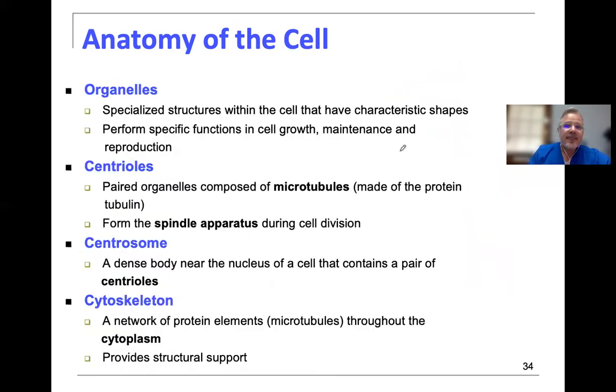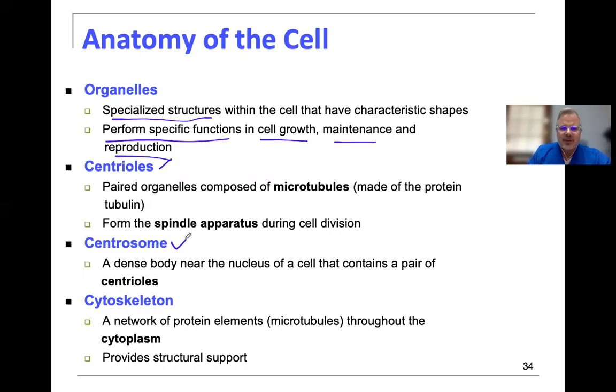Not a good thing. Organelles are all of those structures that I mentioned: the nucleus and endoplasmic reticulum, the smooth ER, the rough ER, the Golgi apparatus, mitochondria, lysosomes, peroxisomes. These are all organelles. They all have unique structures. They have specialized structures, and structure determines function in the cell growth, the maintenance, and the ability to reproduce.